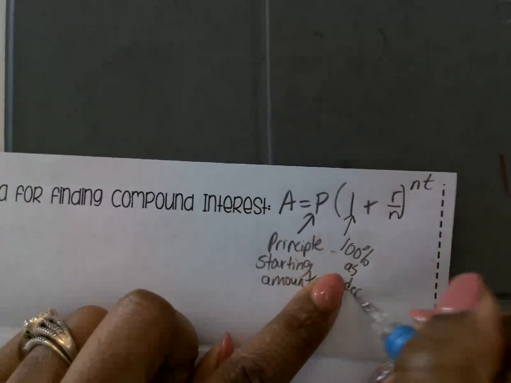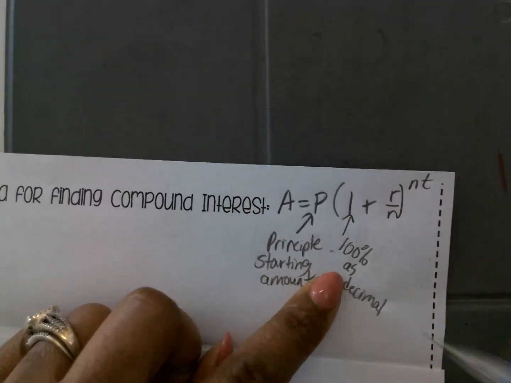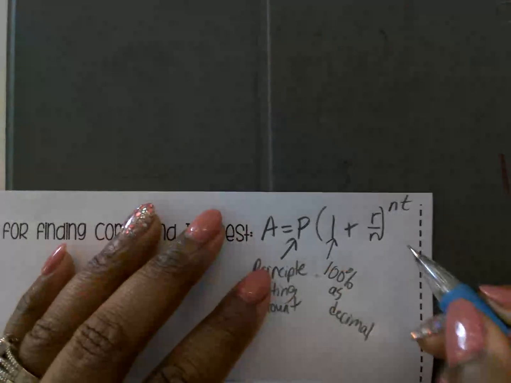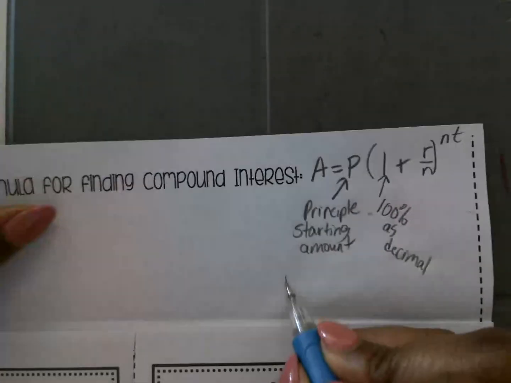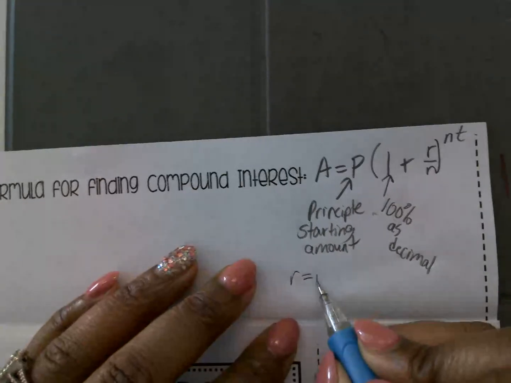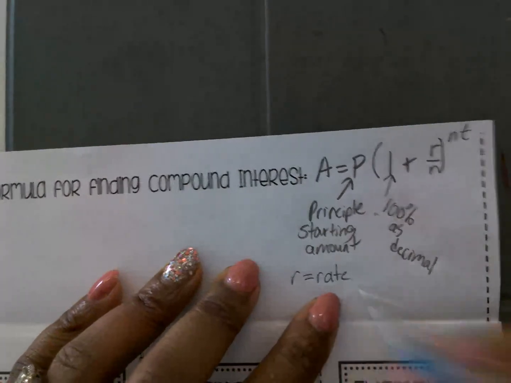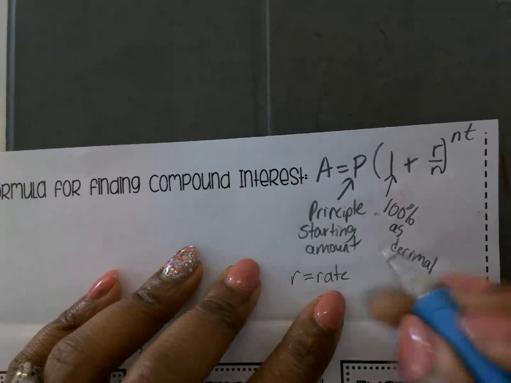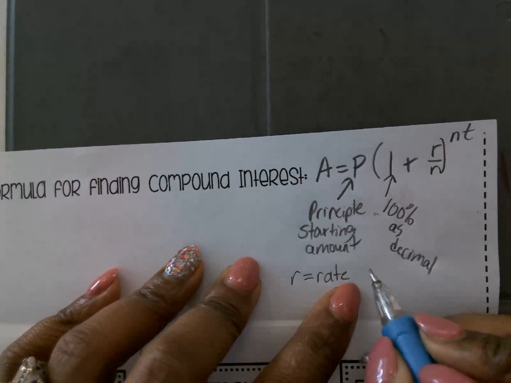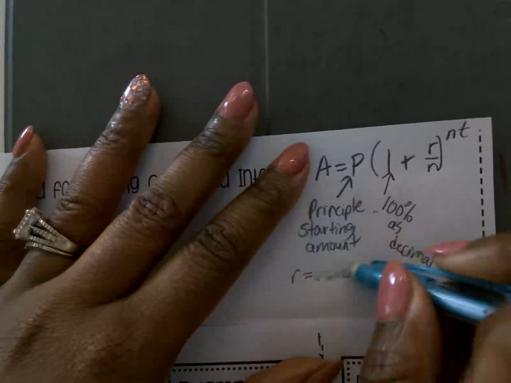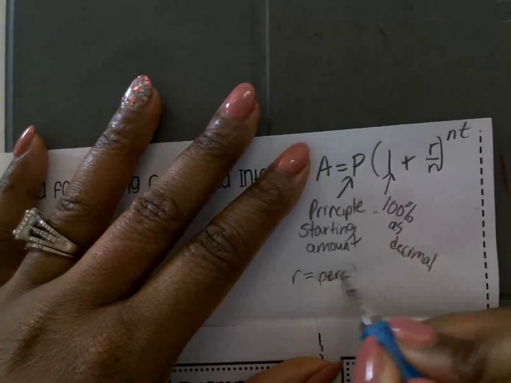A decimal. The R. Let me write that here. The R represents the rate. Okay, and the rate written as a what? Or we can say percent. That'll make more sense. Written as a decimal.